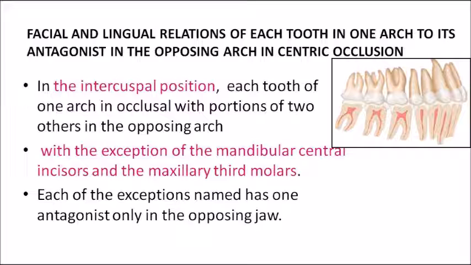The mandibular central incisors are just coming in contact with the upper incisors. So except for the mandibular central incisors and maxillary third molars, all the other teeth in one arch are in occlusal relationship with two antagonist teeth in the opposing arch.